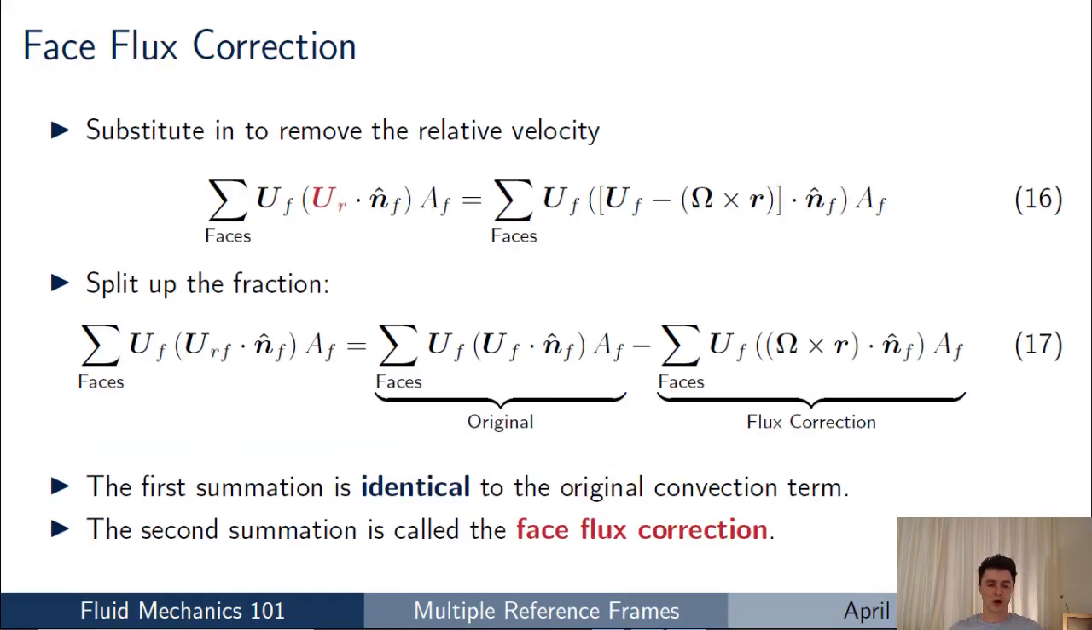And that's a very simple substitution, and all we do then, from equation 16, is split that into two components. What you see is that you've got the original convection term, which is indicated by the underbrace, and then we've got this additional term which is often called the flux correction. So the first term in the convection term becomes exactly the same as you would have had in the Navier-Stokes equations, but we've now got this second summation, which is called the face flux correction. And that's a modification that we have to make when we have rotating zones in the MRF approach.